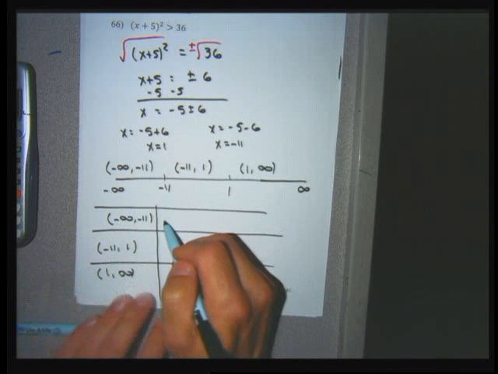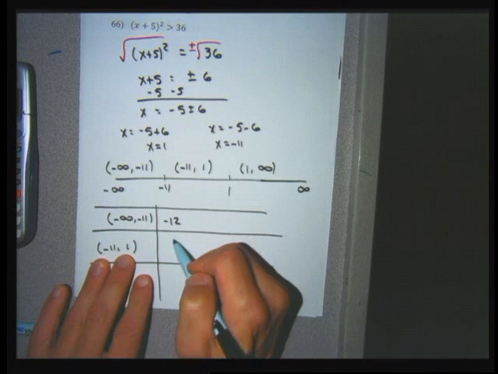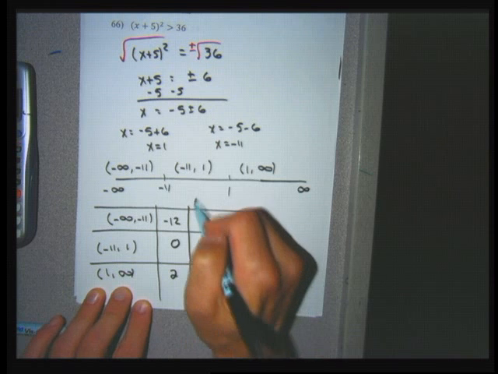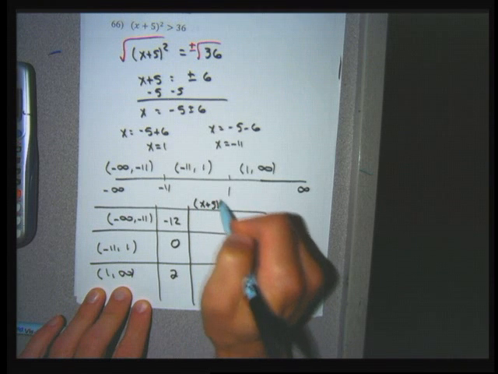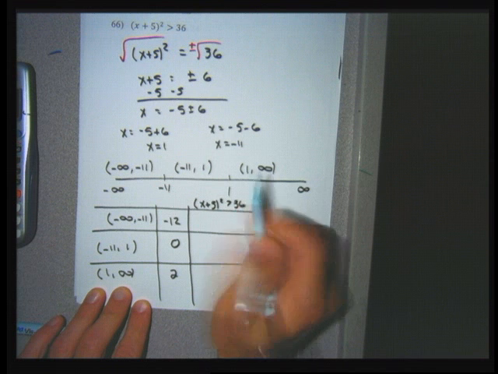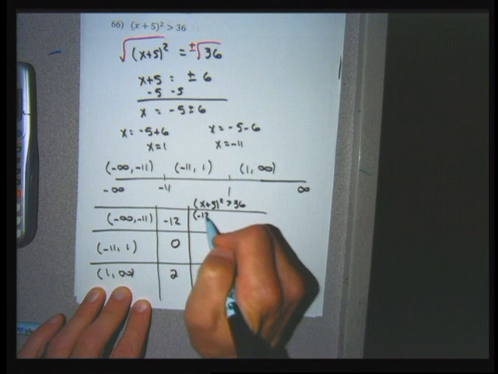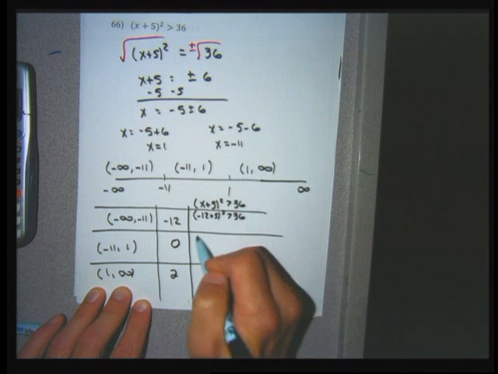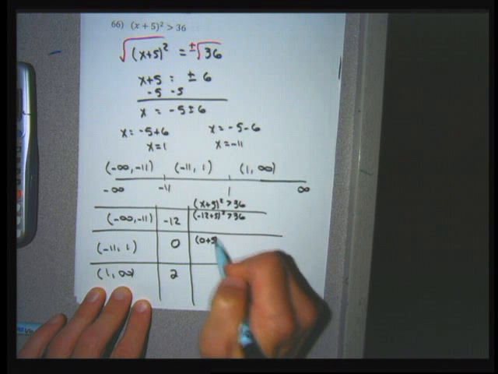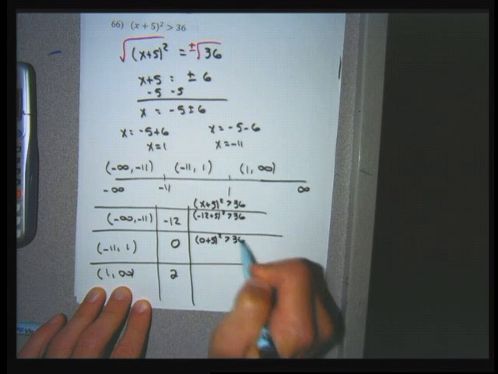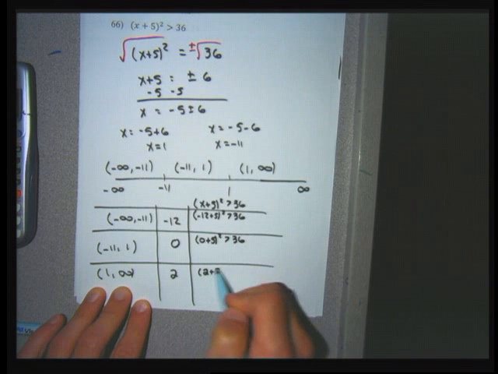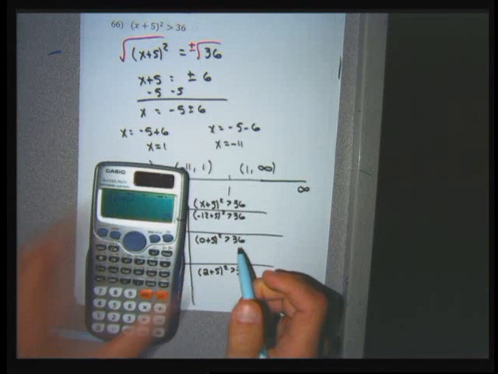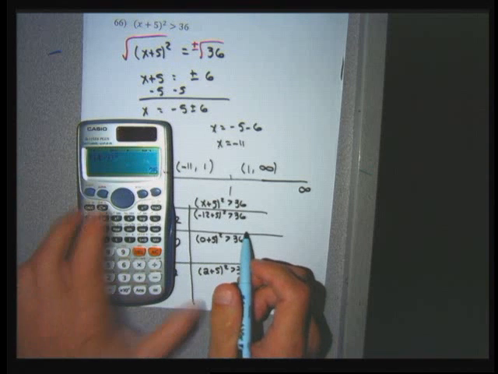In this interval, I'm going to check negative 12. This interval goes between negative and positive, so I check 0. That interval, I'm going to check 2. And what I'm going to check them into is x plus 5 quantity squared is greater than 36. The first one, I'm going to go negative 12 plus 5 squared, see if that's bigger than 36. Then I'm going to do 0 plus 5 squared, see if that's bigger than 36. And then I'm going to do 2 plus 5 squared and see if that's bigger than 36. I can do these in my head, but since I have a calculator that does them so well, I'll use my calculator.